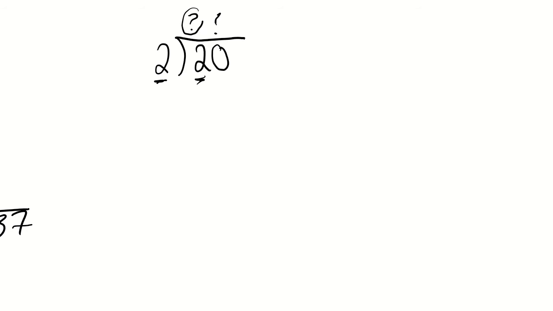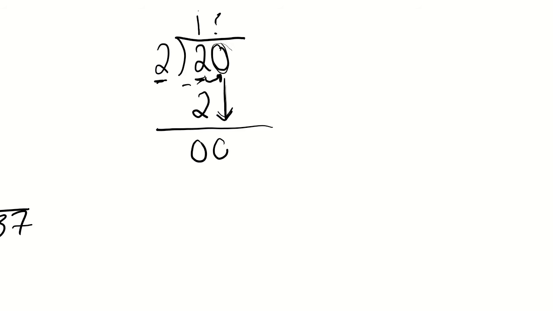So what number multiplies with 2 and gets you 2? Exactly. 1. 1 times 2 equals 2. So these are the same. Now you know what we do? We subtract. And 2 minus 2 is 0. We bring the 0 down. So now we bring the second number down. So the next number that we're working with, which is the 0, we bring it down over here.